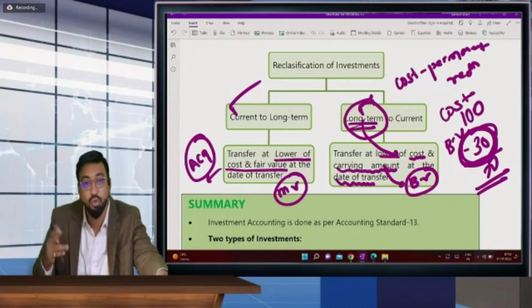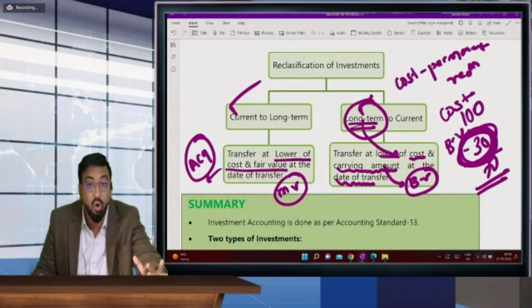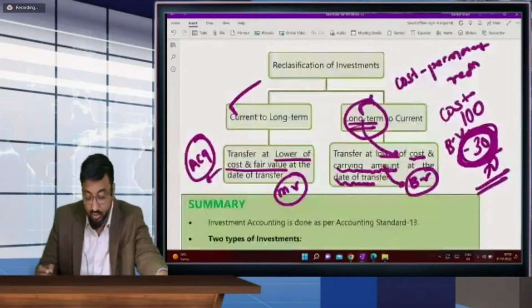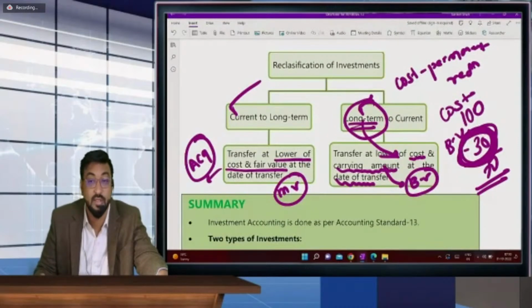If you shift to short term or current investment, in that case, you will record it at 30. But if you are going from current to long term, it is cost or fair value, whichever is lower. So this is the provision of Accounting Standard 13. I hope you understood Accounting Standard 13. It's very simple.